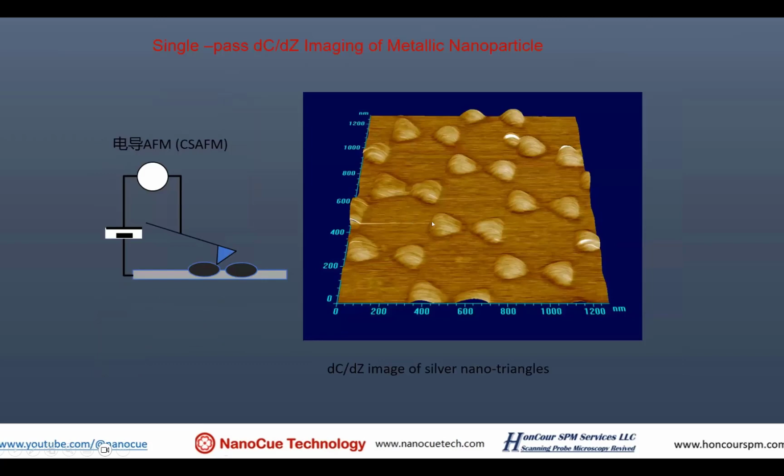This is DC-DC imaging of metallic nanoparticles. These metallic nanoparticles are made of silver, and the DC-DC signal shows a relatively strong signal on these silver nanoparticles.